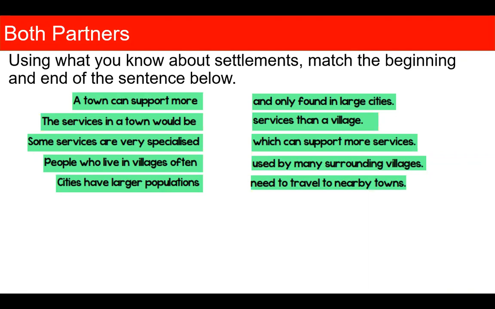This is on your activity sheet, so once I've read them out, you can pause the video and have a go at them before we give you the answers. So let's read them out. A town can support more. The services in a town would be... some services are very specialised... people who live in villages often... and cities have larger populations. And then the answers are: only found in large cities, services than a village, which can support many services, used by many surrounding villages, need to travel to nearby towns. Can you complete and match the sentences so they all make sense? Would you like to pause the video now, please, and fill in your worksheet?